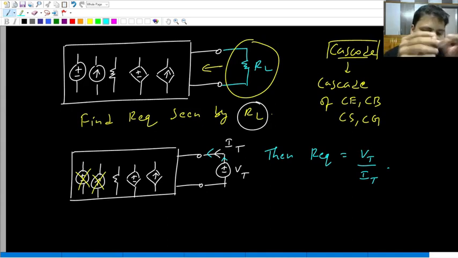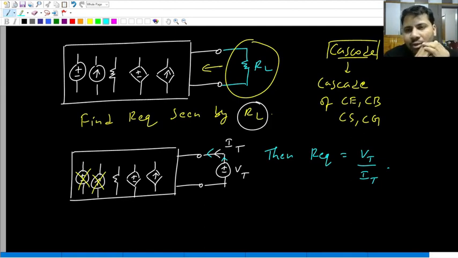In this case, we are finding R equivalent across RL. In some other question, maybe you are required to find R equivalent across some other element, across a current source or across a voltage source. Whatever be the element across which you are trying to find the equivalent resistance, replace that element with a voltage source VT and then find VT by IT.